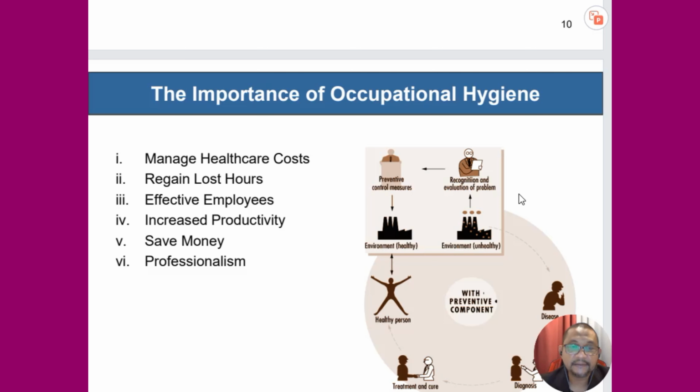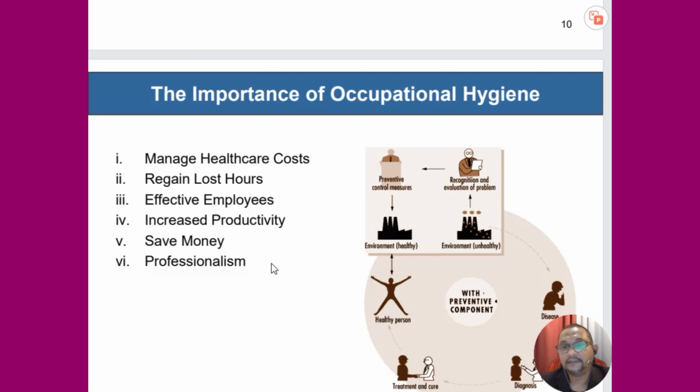regulatory compliance. That means it ensures that workplaces adhere to national and international safety regulations, reducing the risk of lawsuits or shutdowns. And why it is important is the productivity enhancement. A safe and healthy work environment reduces absenteeism, increases workers' morale, and enhances overall productivity.